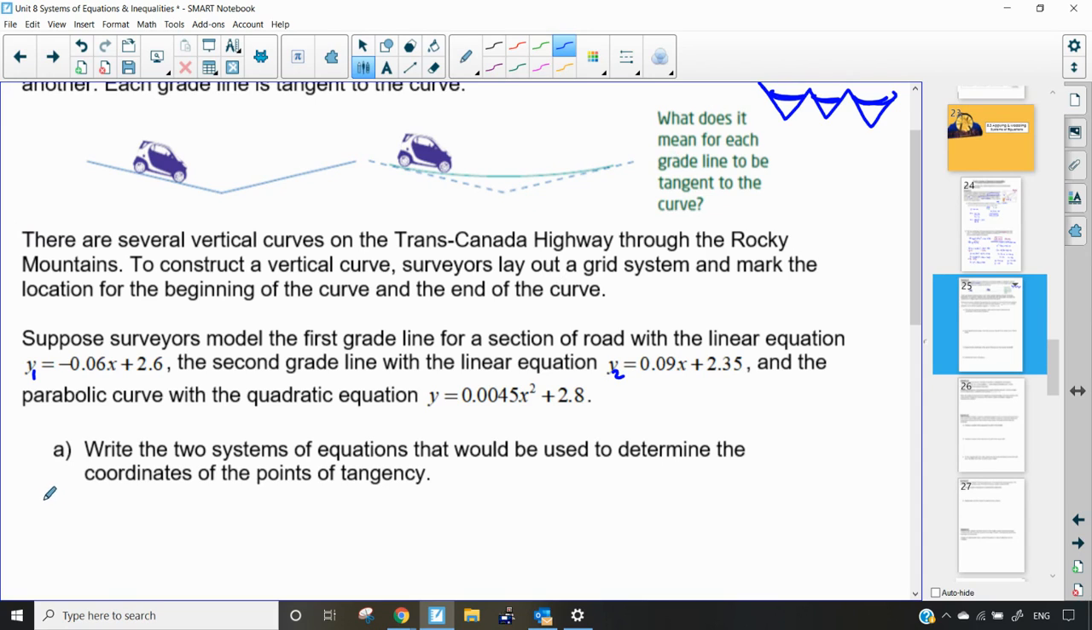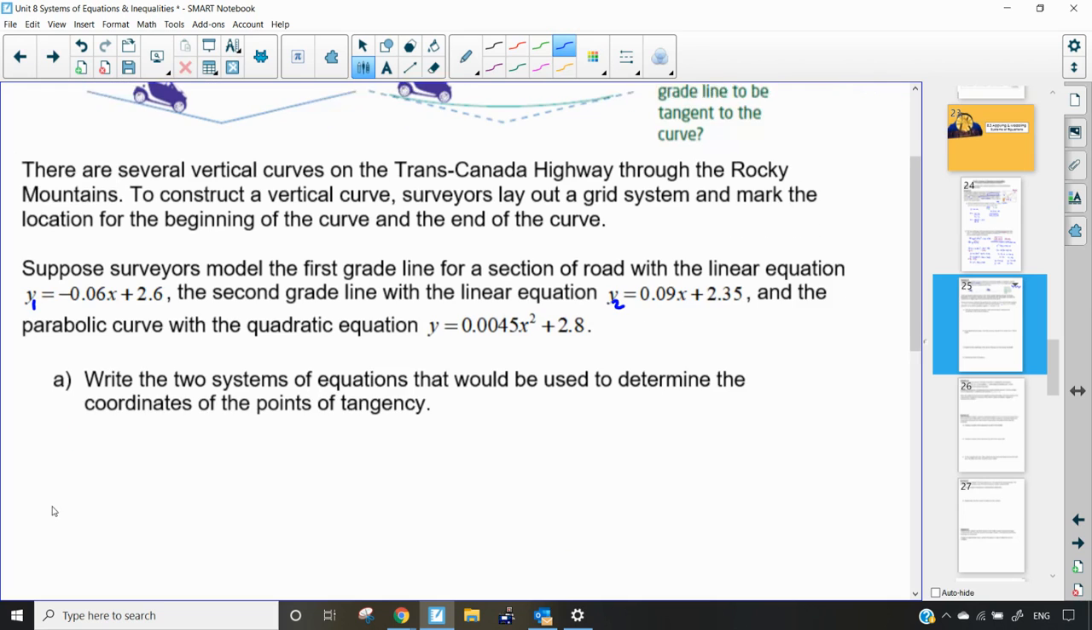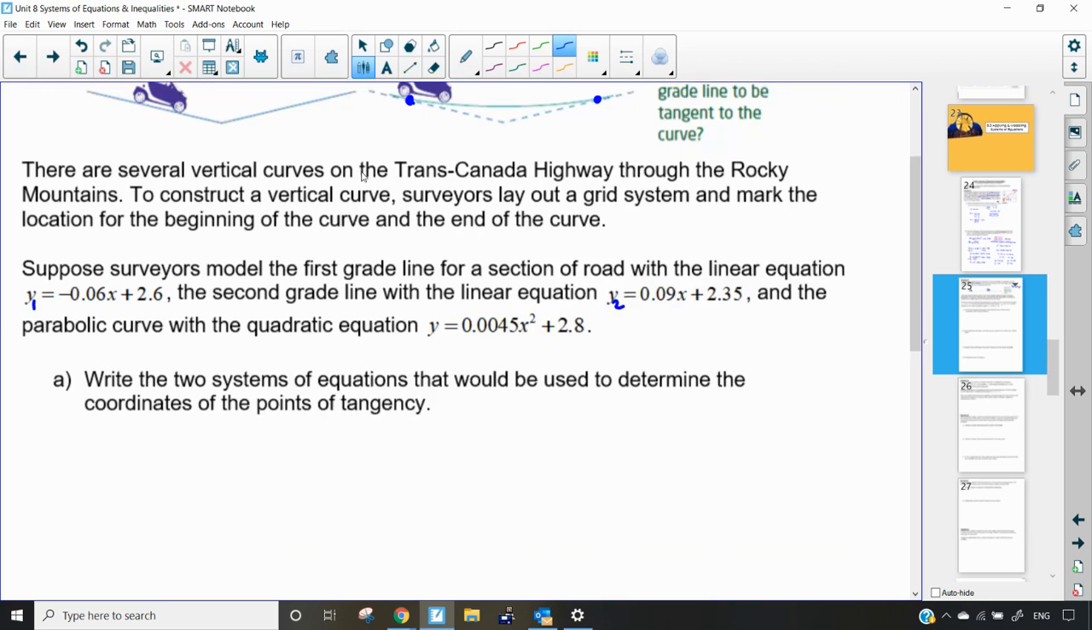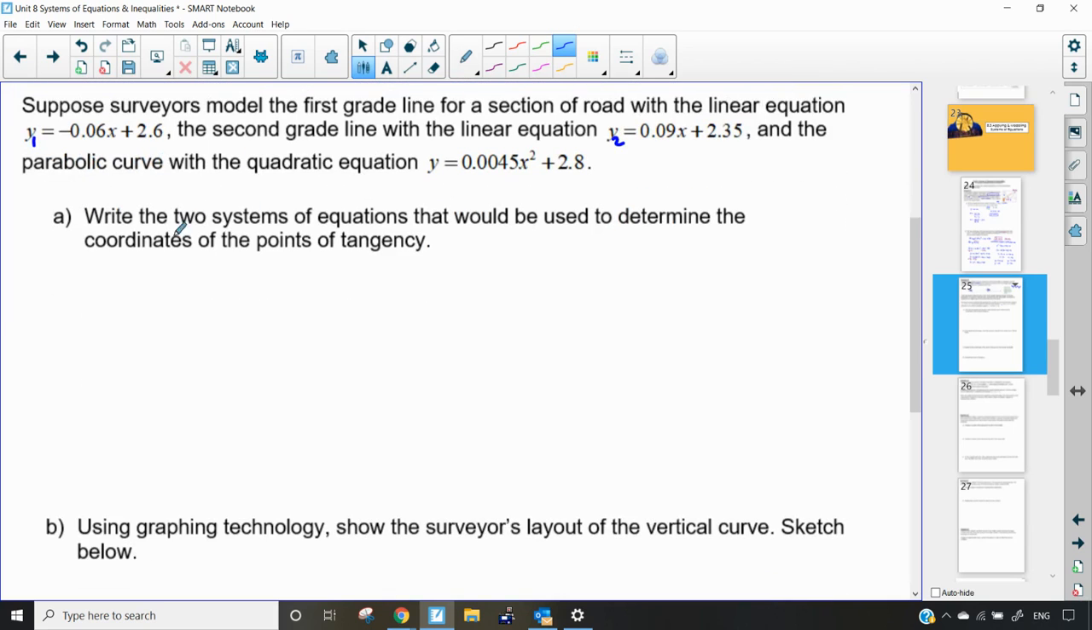Now, the first question we're asked here is to write the two systems of equations that would be used to determine the coordinates of the points of tangency. So our points of tangency are happening right here, where those lines actually meet the curve. Well, our first system, we'll draw a quick sketch here. We've got our curve. We've got our two lines crossing. We're going to call this one A, and we're going to call this B.